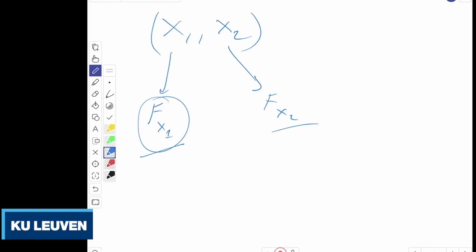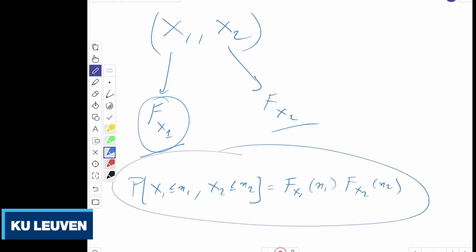And you know already one situation, it's independence, where the probability that X1 is large and X2 is large is just the product of the two. That's the easiest. The probability that X1 is smaller than small x1 and X2 is smaller than small x2 is just the product of the two. But this is just an assumption. Here we assume that they are independent, that they do not interact with each other.